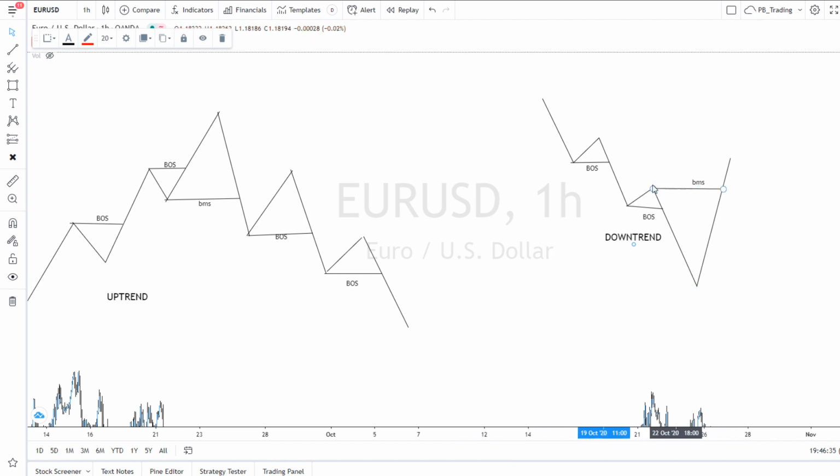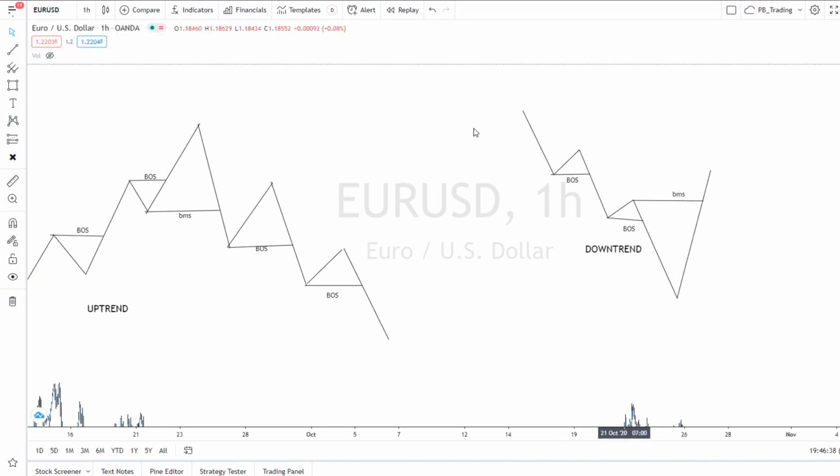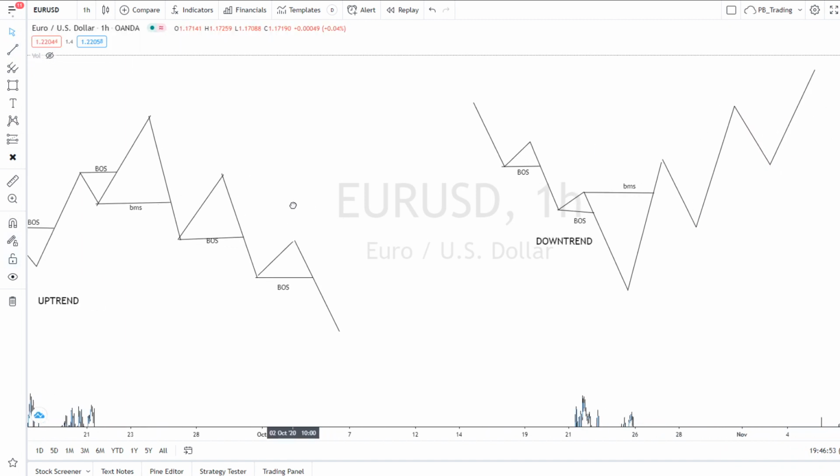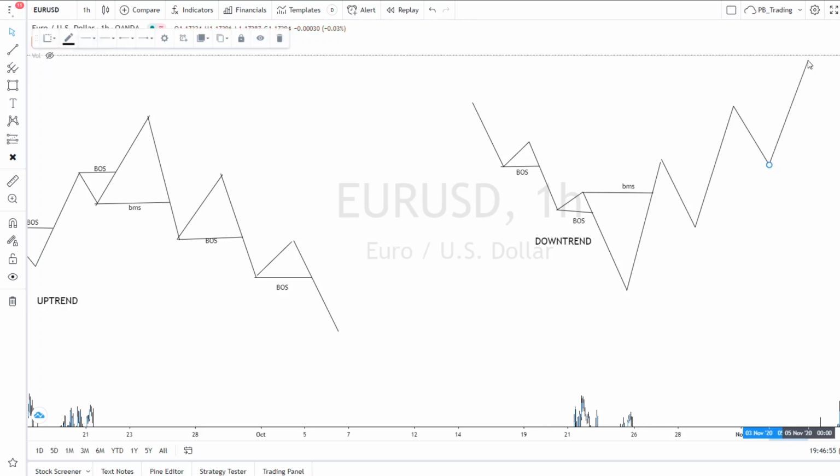Now when this high here gets broken, it means the bearish structure of the market has been distorted. Once more, what happens is that price pulls back and then continues with a new trend, which is a bullish structure. Now price will do that until a low here is broken again.